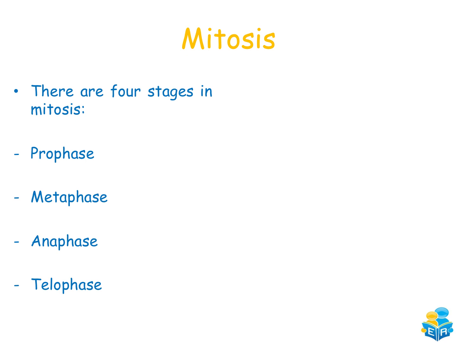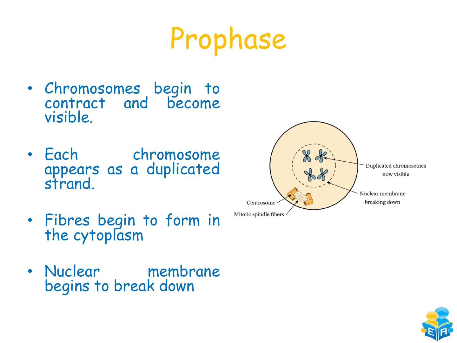Now, there are 4 stages for this to happen to get from our parent cell down to our 2 daughter cells. We have prophase, metaphase, anaphase, and telophase. So in prophase, the chromosomes are going to begin to contract and become visible, because remember, within interphase, they were literally just existing as a visible mass of material known as chromatin. So they're going to start to contract and become visible. Each chromosome is now going to appear as a duplicated strand. So we have 2 chromosomes attached to each other here.